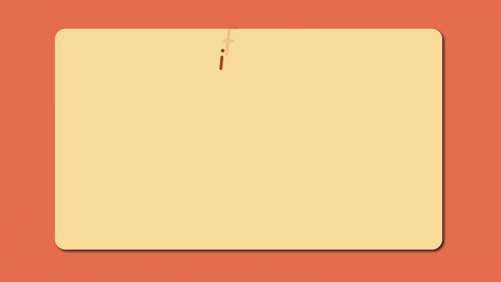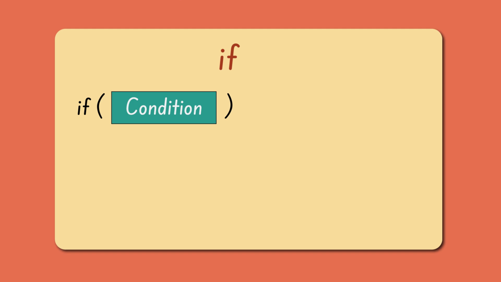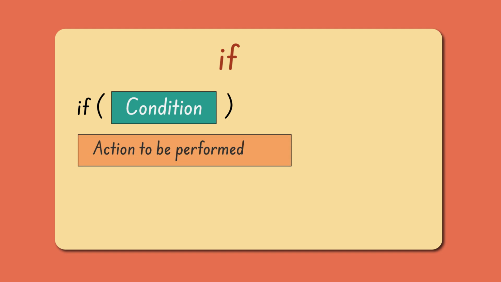The most fundamental tool for checking conditions is the if statement. We write if, and then in brackets we can provide the condition. After that, we provide the action to be performed. When this program will run, this condition will be checked. If it is true, then this action will be performed.